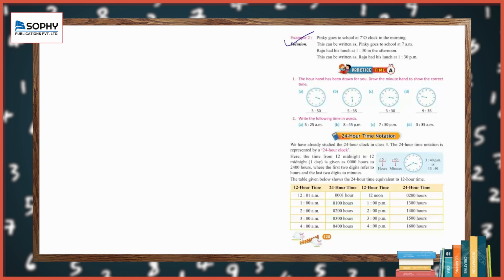Now let's look at example number 2, students. We said that Pinky goes to school at 7 o'clock in the morning. This can be written as Pinky goes to school at 7 AM. Raju has his lunch at 1:30 in the afternoon. So Raju has his lunch at 1:30 PM.